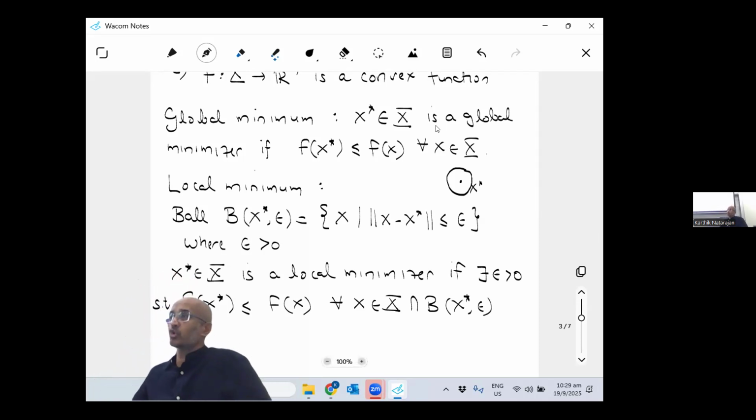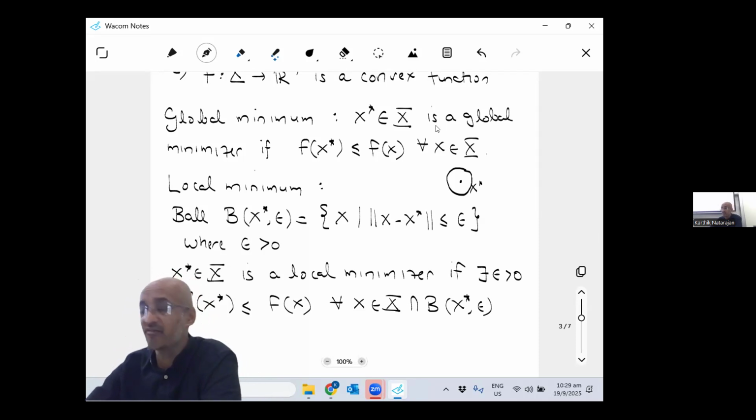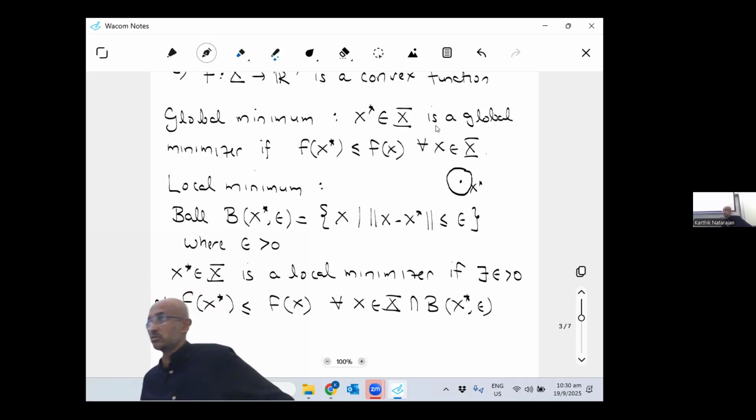So when I'm looking at a local region, I might have a very big feasible region in high dimensions, but when I look at a local epsilon ball around this point, there's no other point in this region which is strictly better than x star. And because I'm doing a minimizer, I need the signs in the inequalities to go this way. Okay, so is the definition clear?